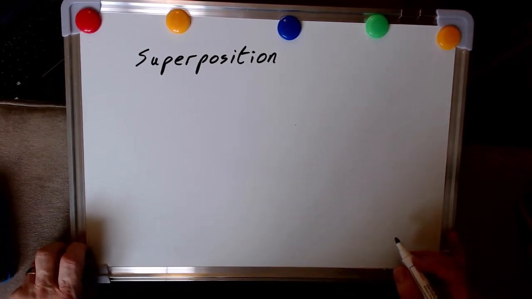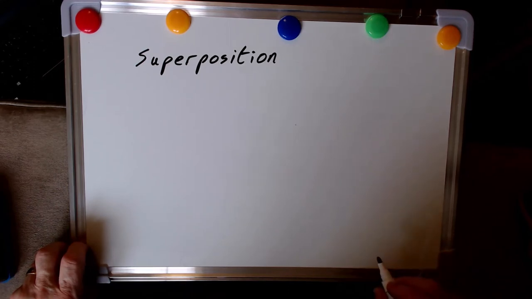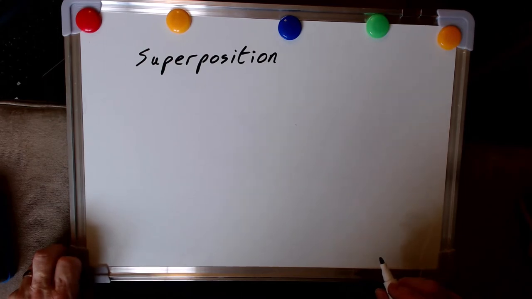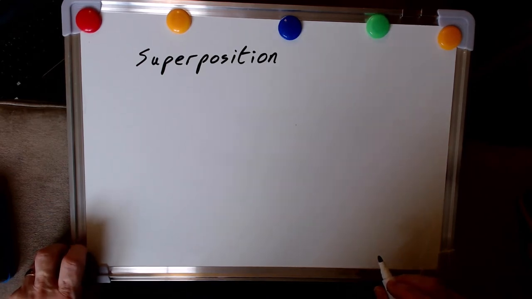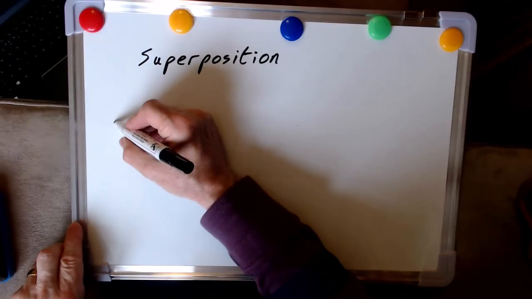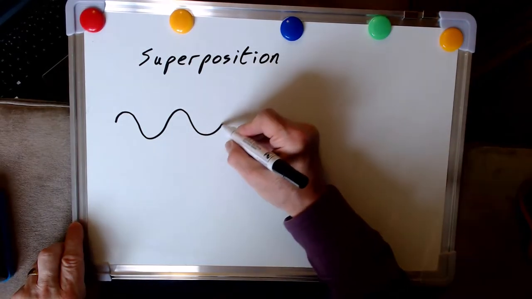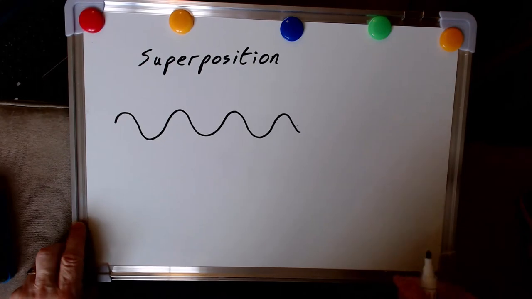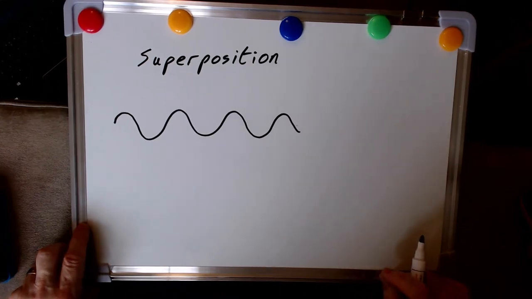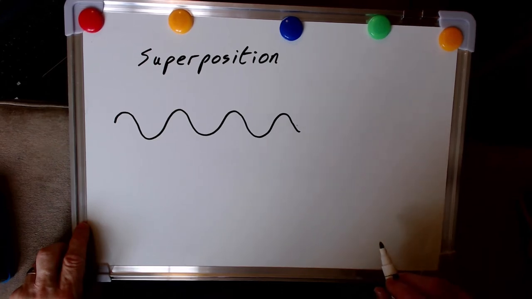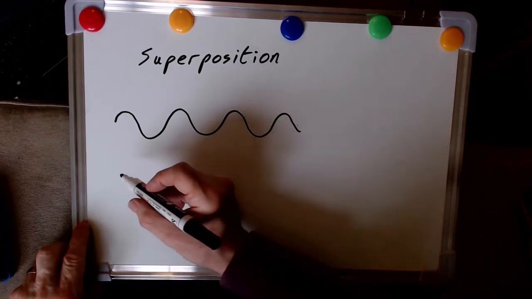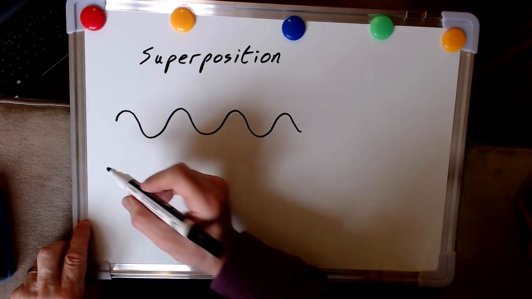So essentially, it says that if two waves pass through each other, then at any point, what you actually observe, the result, is just an addition of the two waves as they started. So let's imagine we've got one wave here, and we're going to send another one through that same space at the same time. So I'm going to draw them separately just so that we have a bit of character.